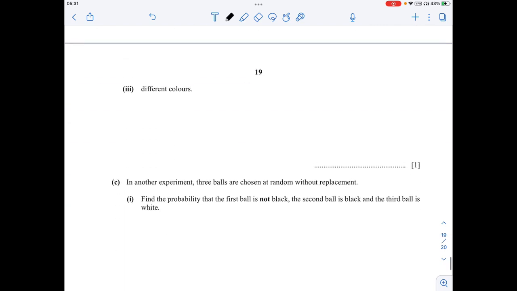Different colors. So 1 minus same color will be different color. So 1 minus 25 upon 72, which is 47 upon 72.